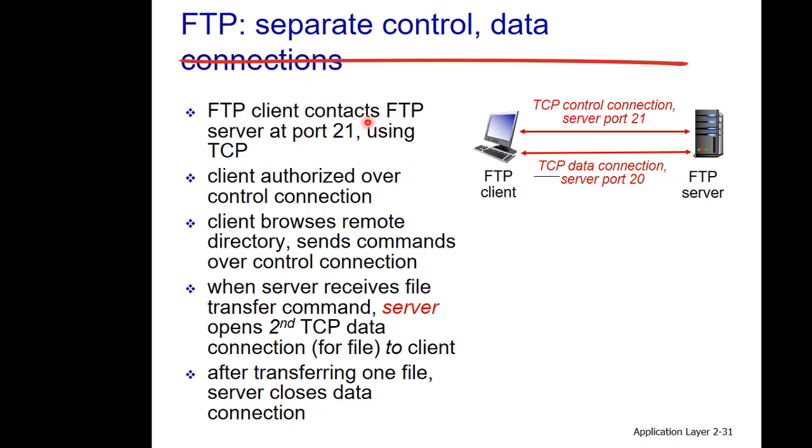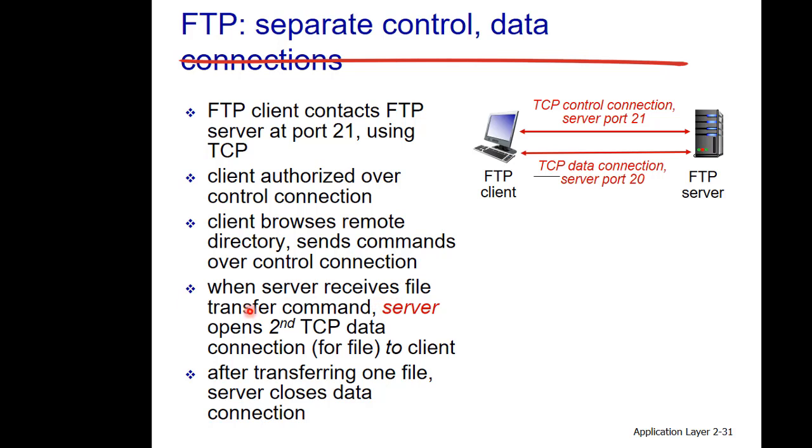The FTP client contacts the FTP server at port 21. It sends a request to the FTP server on port 21 using TCP, the transmission control protocol. The client is authorized over the control connection. If authorization is required, that is a username and password, the client sends those authorization requests on the control connection that is established on port 21. The client browses the remote directory and sends commands over the control connection. Once you establish a connection, the server authenticates the client, then the client can browse the FTP directory. It can transfer a file from the FTP server to its local directory, or it can upload a file from its local directory to the FTP server.